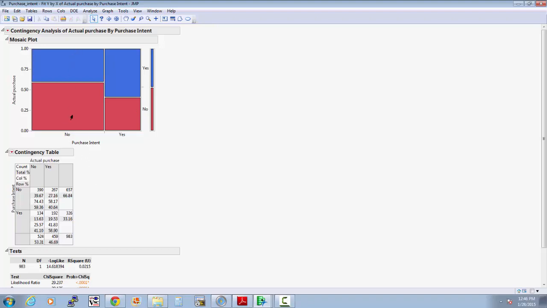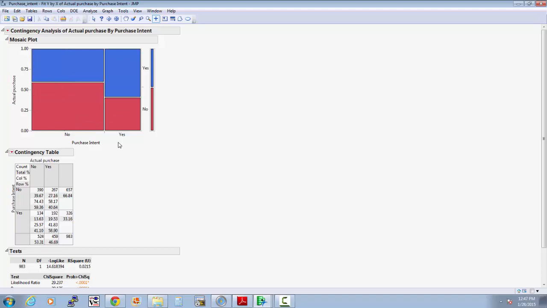Now, if we look within any one of the bars, so let's say for those that had purchase intent no, we can see the reds here correspond to the no for actual purchase behavior, and the blues correspond to a yes for actual purchase behavior. By taking the crosshairs, we can see the height of that particular box, and it's 0.59. So 59% of those that didn't intend to purchase ultimately didn't purchase, and that's the 59% in the table there that I'm pointing at.